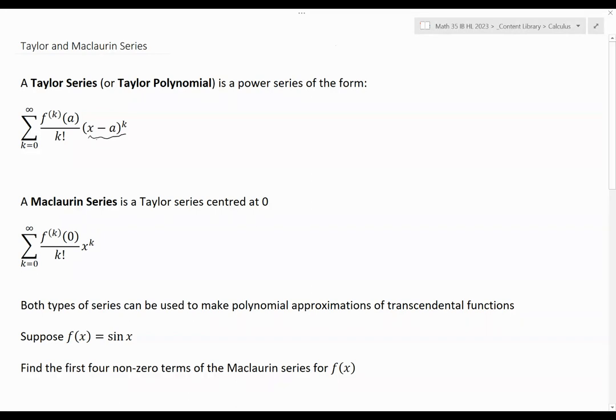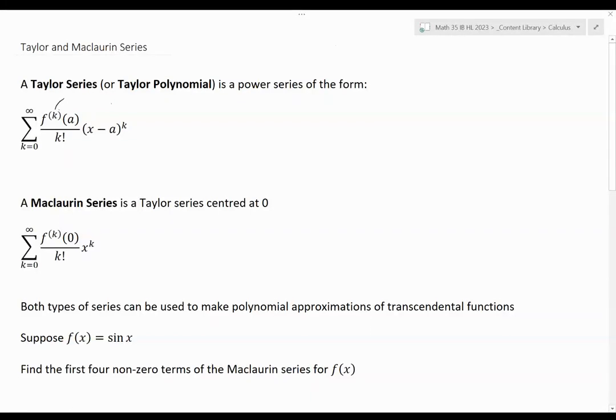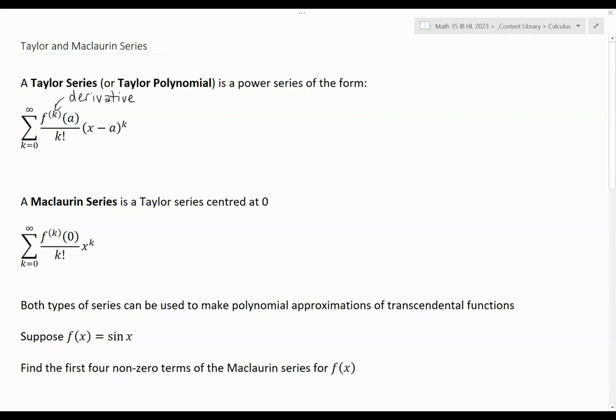The coefficients for these series are calculated by evaluating the various derivatives. So when k equals 0, we would consider the zeroth derivative of f to be the actual function, and then we have first derivative, second derivative, third derivative, and so on. Evaluating each of these derivatives at a and dividing it by k factorial, where k is correlated with the power of x. And a Maclaurin series is simply a Taylor series which is centered at 0.